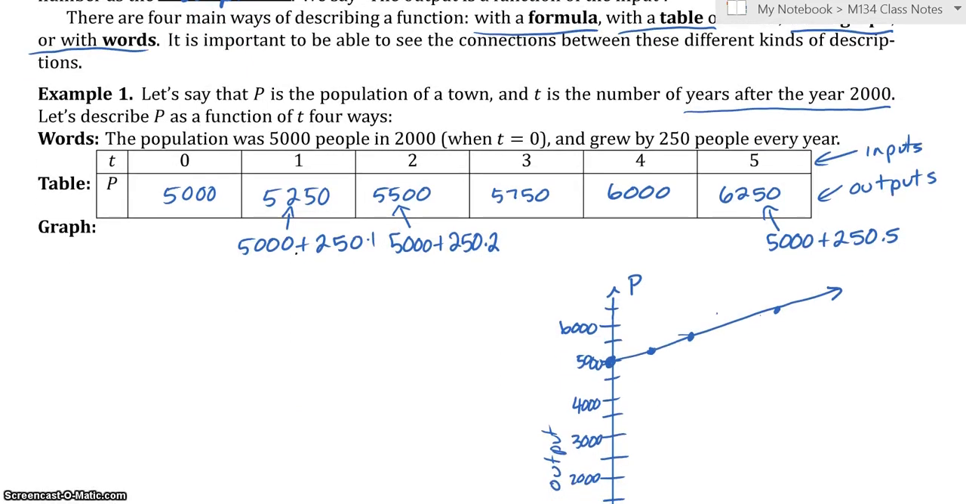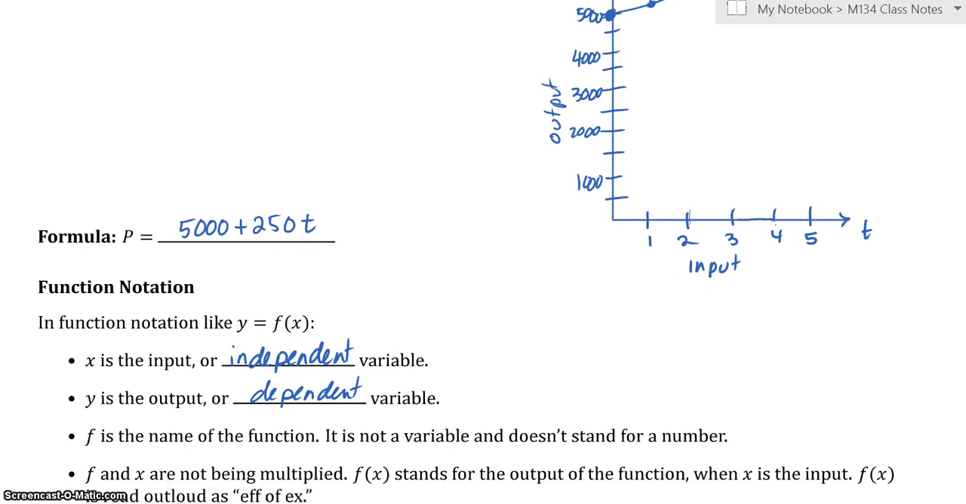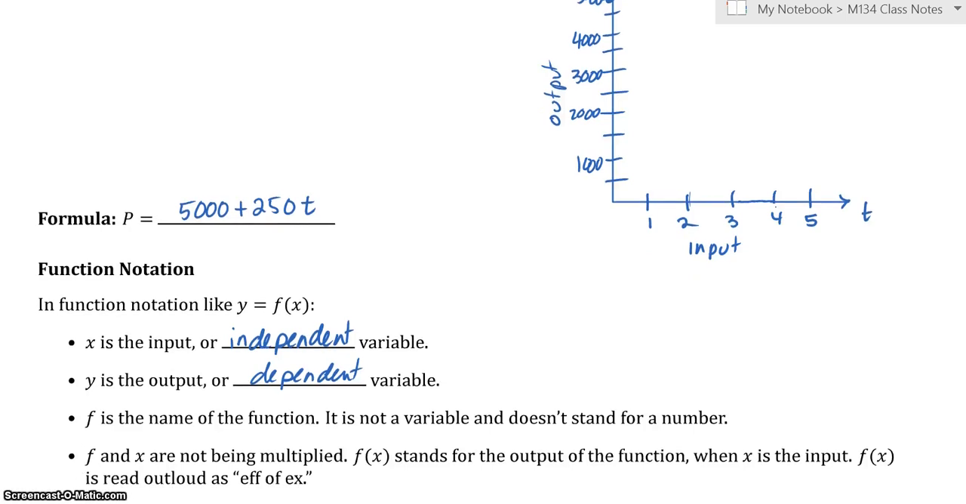Same with this one. The input was the T, the output was the P. It didn't matter what year it was. I just plug in anything: 0, 1, 2, 3, 4. It seems random. But once you plug in that input, the output depends on the input. F is the name of the function. It is not a variable and it doesn't stand for a number. Very confusing, I know. F and X are not being multiplied. As I said before, f of x stands for the output, the whole thing. When x is the input, it is read aloud as "f of x."